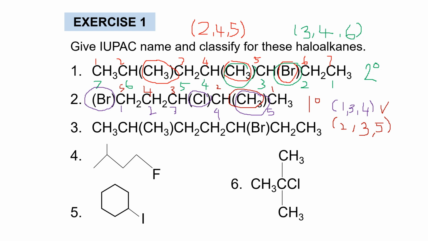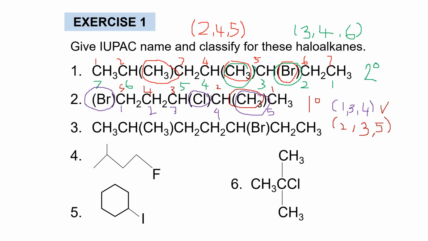For question number 3, the carbon bonded to bromine is primary, while the carbon bonded to chlorine is secondary.